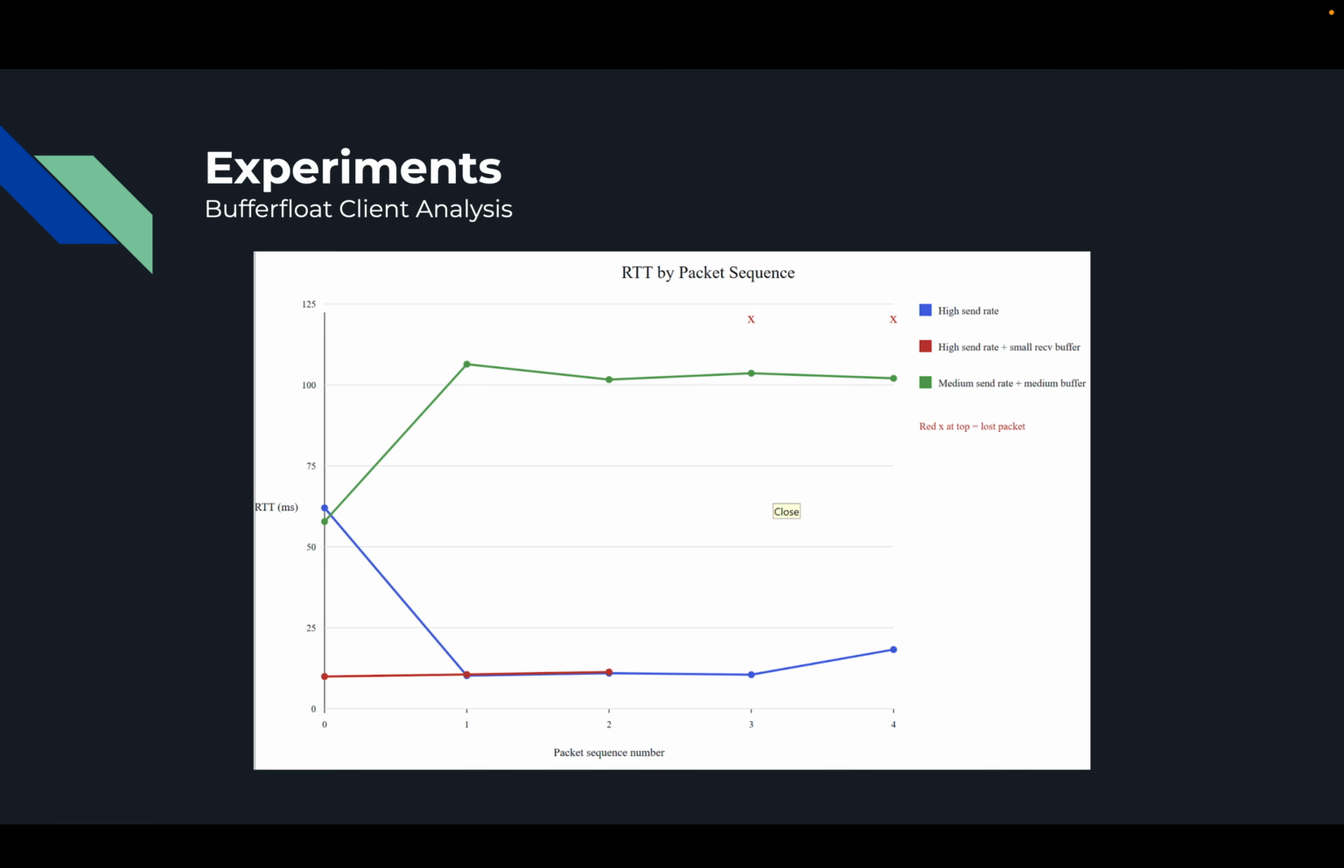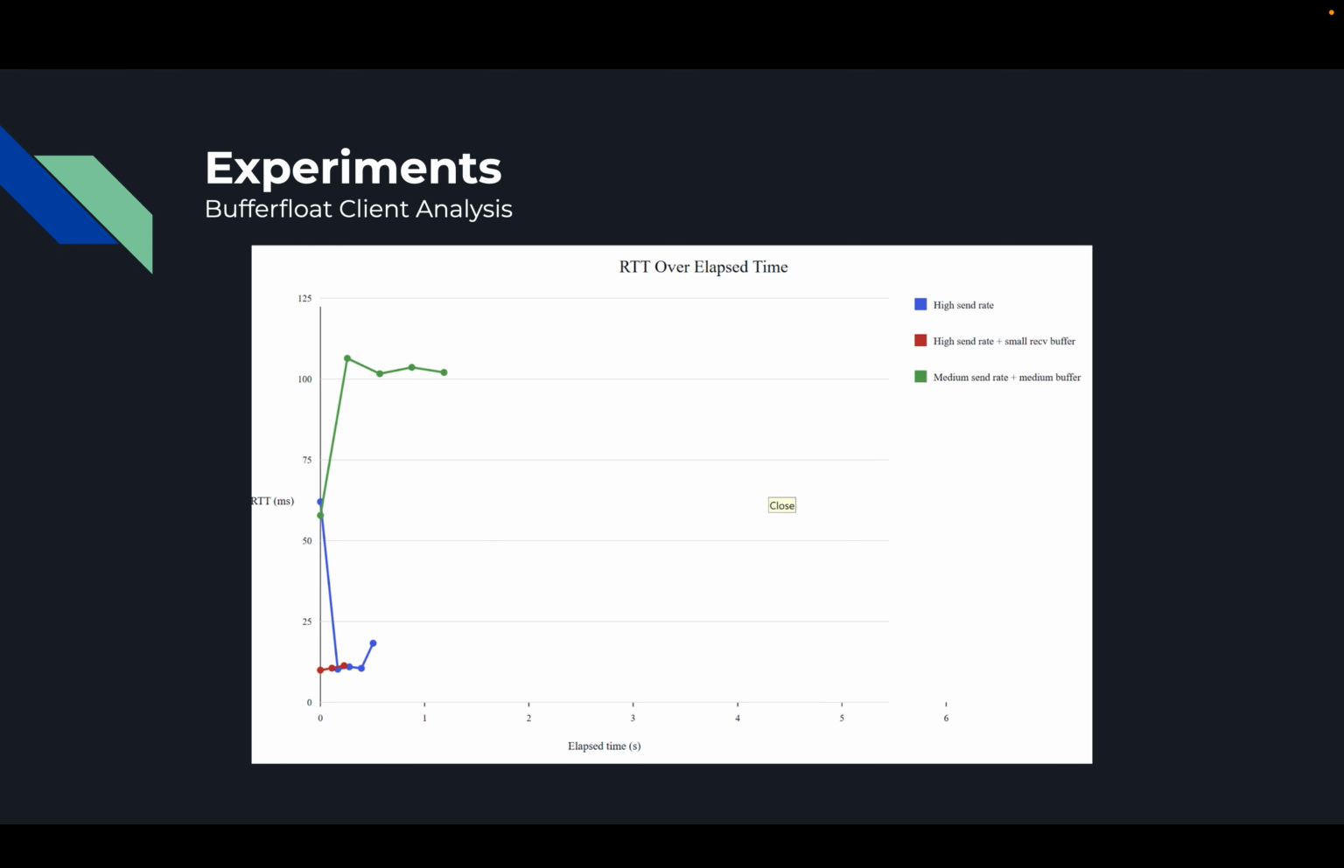On our next graph here, this graph shows RTT over elapsed time. It is useful for identifying buffer bloat because queue buildup often appears as sustained or increasing RTT over time. The medium buffer case stays high throughout the experiment, which suggests persistent queuing delay. The high rate small receive buffer case keeps RTT low for received packets but loses packets. So the small buffer avoids delay for successful packets but sacrifices reliability.